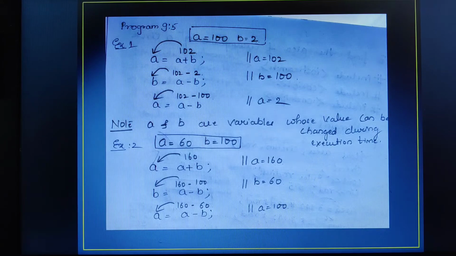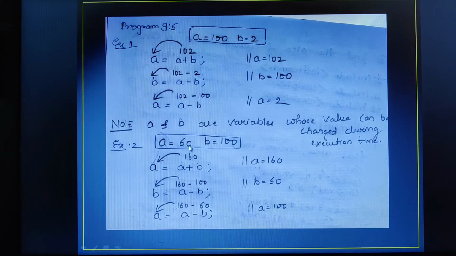Now instead of 102 you can take any other values, but the logic remains the same. Even if you take big numbers, the logic remains the same. Look at here. Now let us consider the value of A to be 60 and B value to be 100. As per this, first we need to do the addition and store the value in A itself. So I get the total 160. A value will be 160.